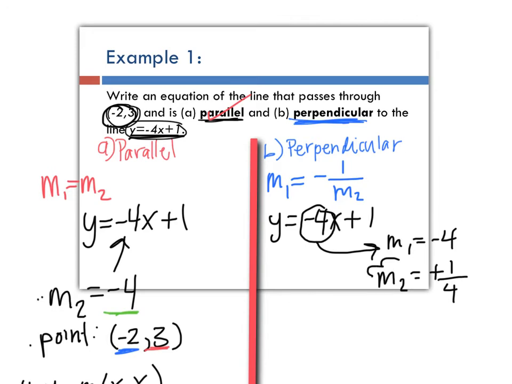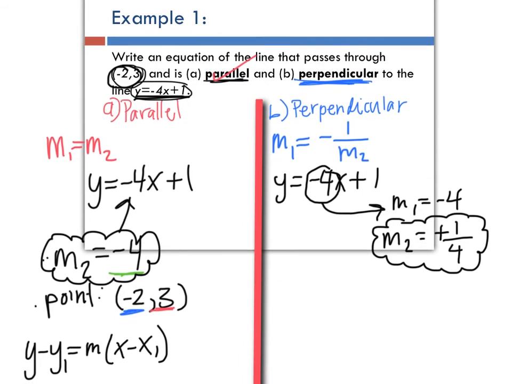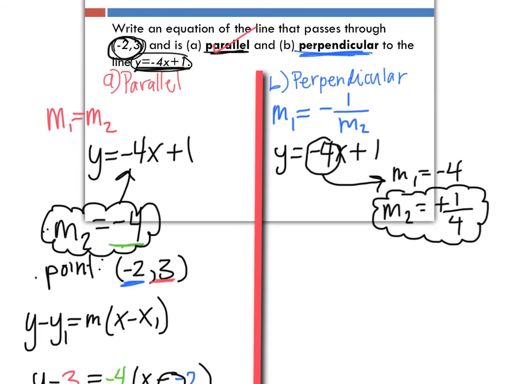So this is, let me make a little cloud over that. This is the slope we're going to use. Before we used negative 4 because it was parallel. Now we're doing the perpendicular one. So let me go down a little bit more. Remember our point is still the same. Negative 2, comma 3.